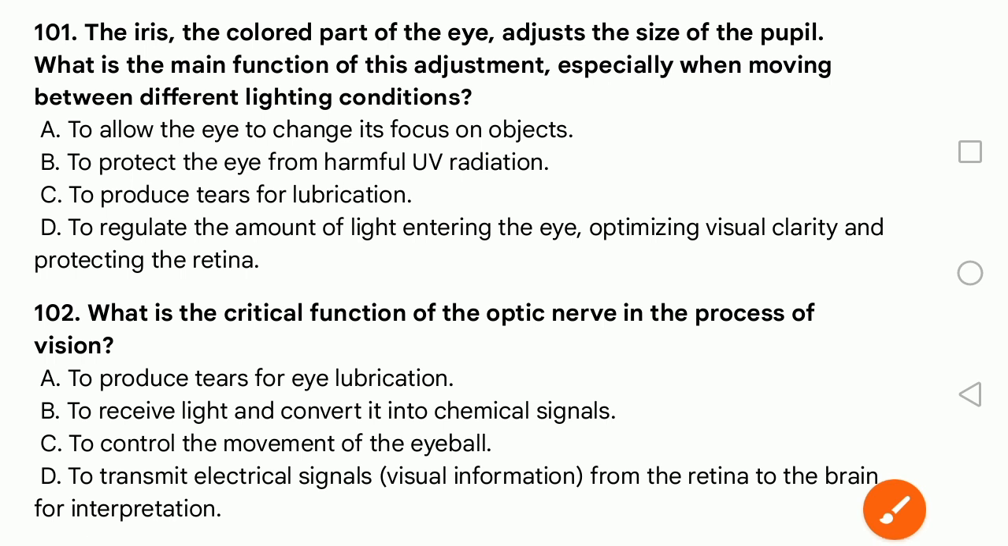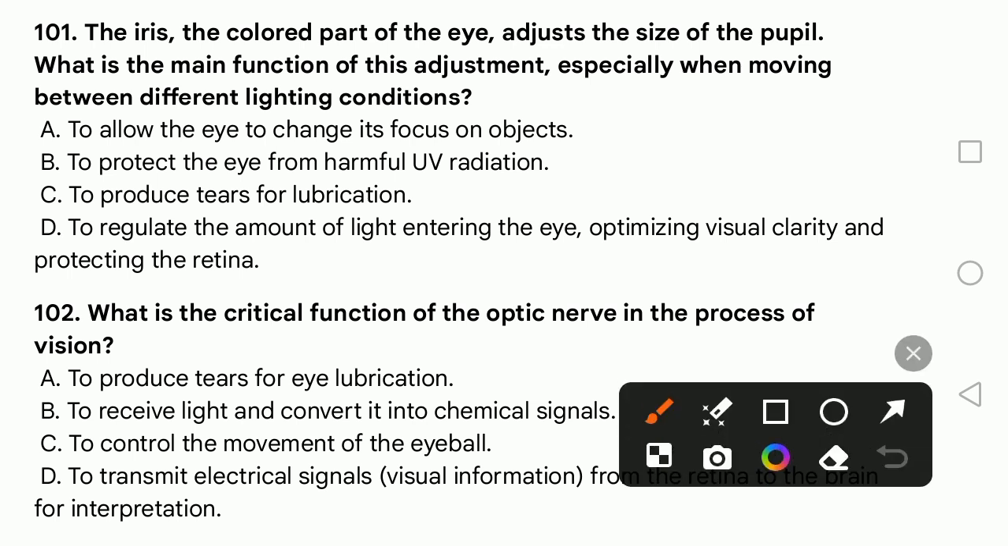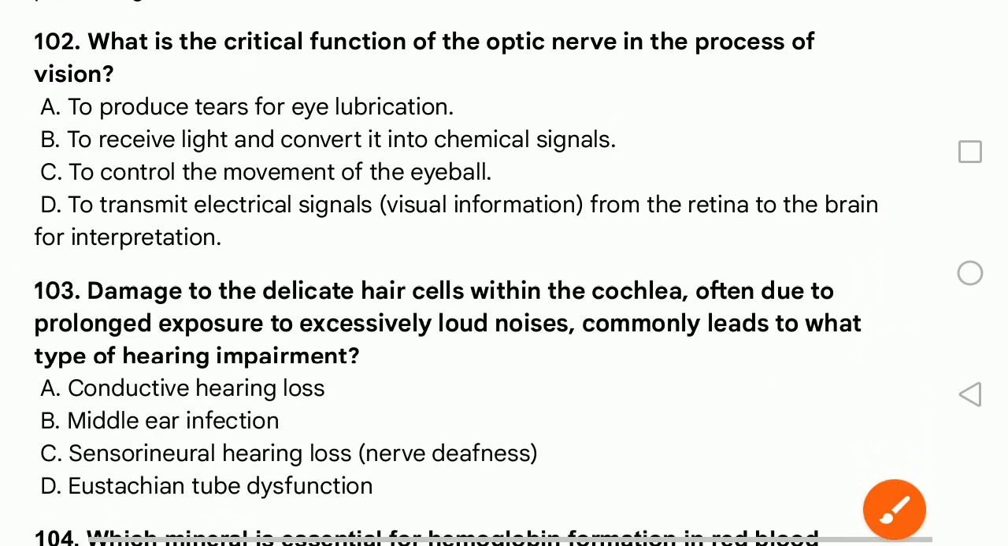The iris, the colored part of the eye, adjusts the size of the pupil. What is the main function of this adjustment, especially when moving between different lighting conditions? To regulate the amount of light entering the eye, optimizing visual clarity and protecting the retina.